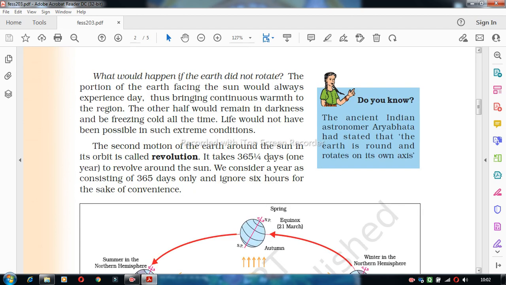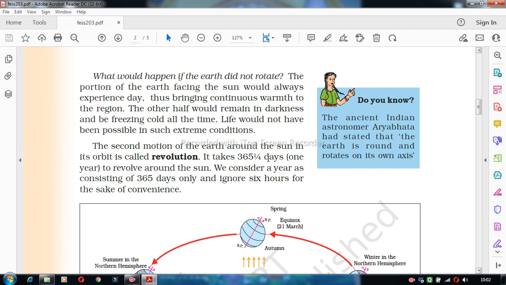Next, the second motion of the earth. Here we are talking about the second motion of the earth. That's revolution. It takes around 365 and 1/4 days. That means 1 year to revolve around the sun.